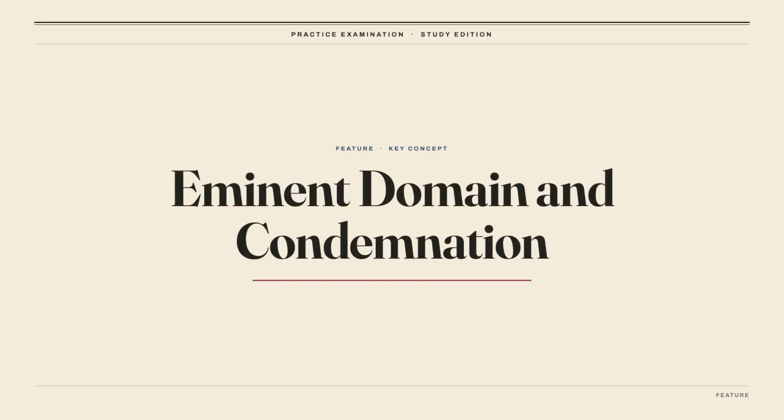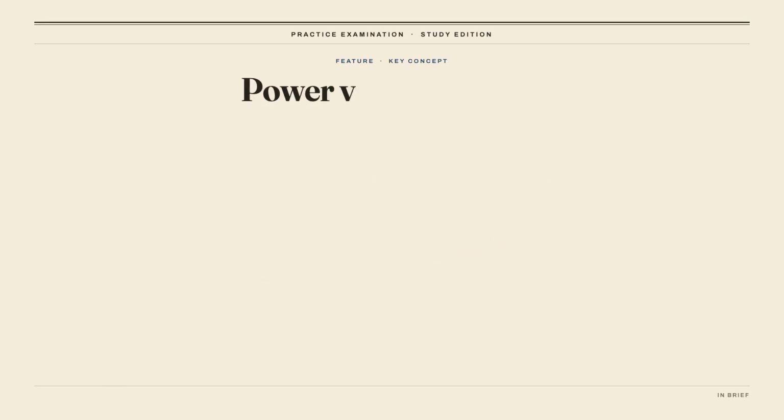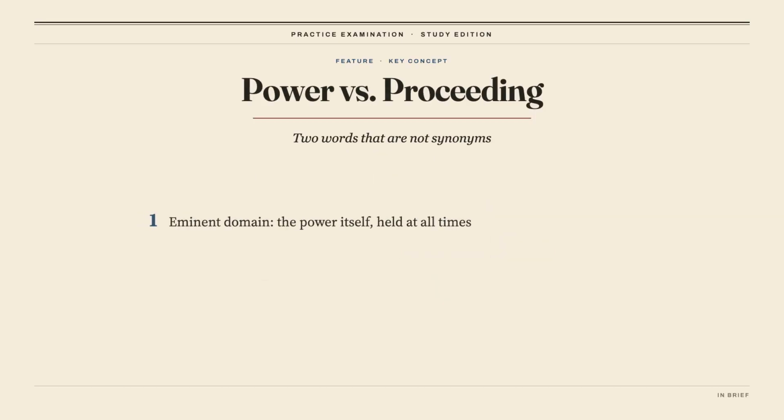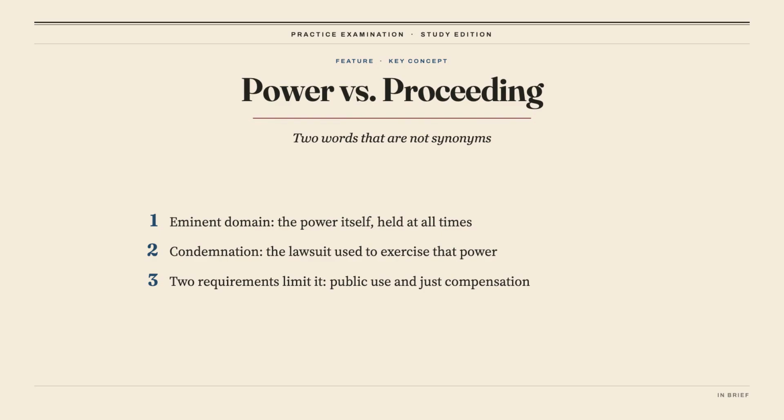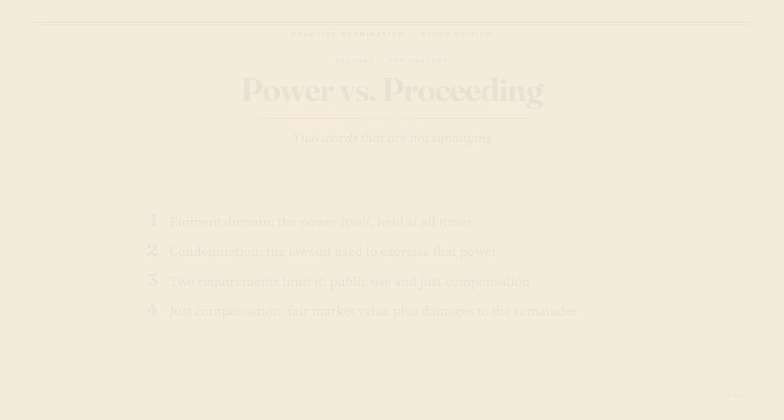Government cannot function without the power to assemble land it doesn't own. Roads, schools, and sewer lines need specific parcels, so the sovereign retains the power to take private property for public use, and the owner's protection is a payment, not a veto. Eminent domain is the power itself, always held by government. Condemnation is the lawsuit filed to exercise that power when an owner refuses to sell. Two requirements limit it: the taking must serve a public use, and the owner must receive just compensation, meaning fair market value, plus any damage to what remains.